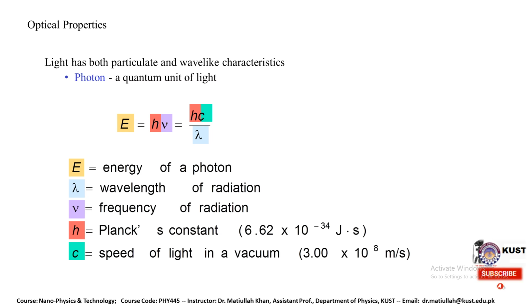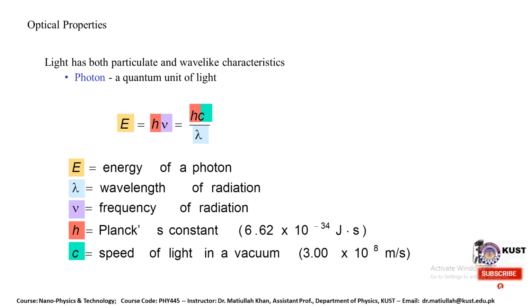Actually, the optical property starts when light or photons interact with matter. So depending on the energy of that photon, the photon could be absorbed, it could be transmitted, or it could be scattered in different directions.